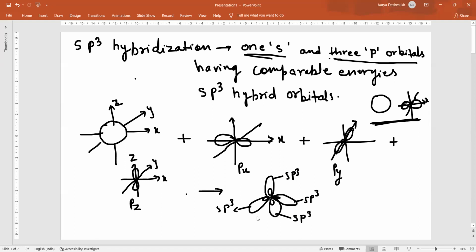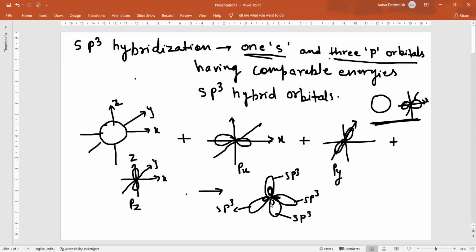Now this small lobe, when it is drawn inside the bigger one, means it is pointing towards us. When it is drawn inside like this, it means this is away from us. And if it is drawn in between, it means this is pointing towards us.